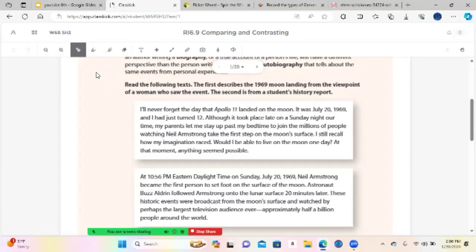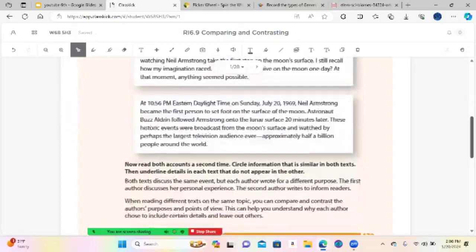All right, so let us look at this one. You notice it's saying I'll. It says my. So this looks like an account that was written by a person who actually encountered these events. So this is an autobiography. Okay. And let's look at the second text.